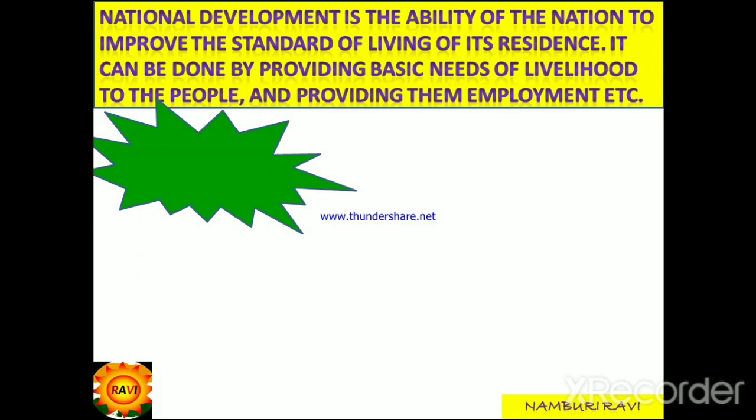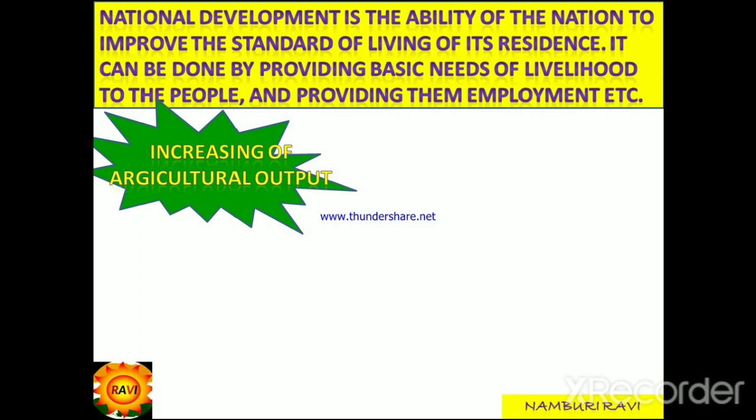facilities. Wherever and whenever the government is able to provide all kinds of public facilities to the people, like free education, free health facilities, employment opportunities, and improving their living standard, then automatically we can say that there is a development in the nation. Now we can see the other important factors which depend on national development.